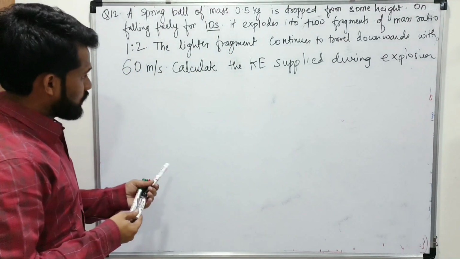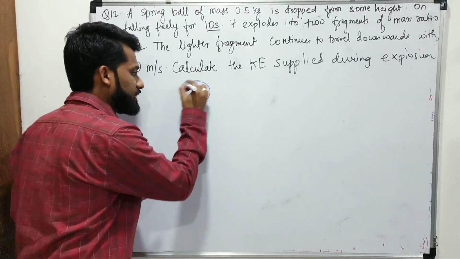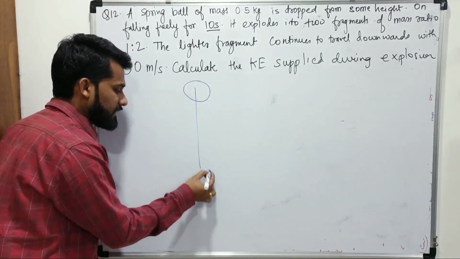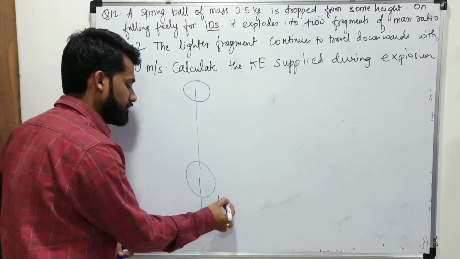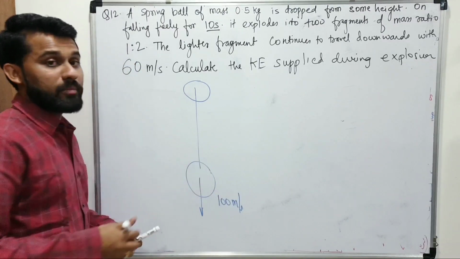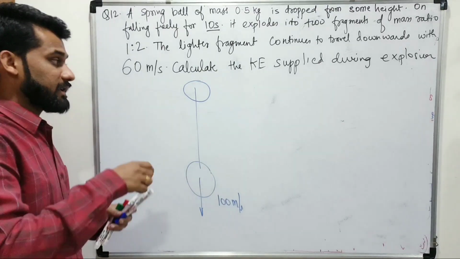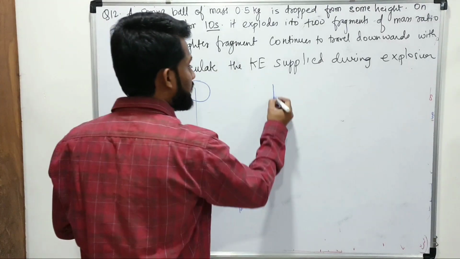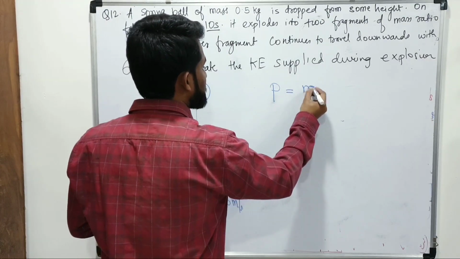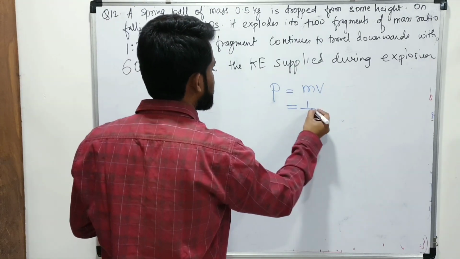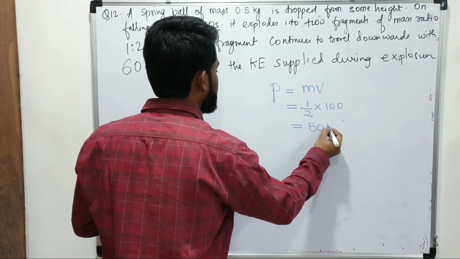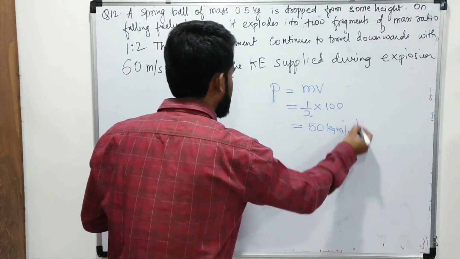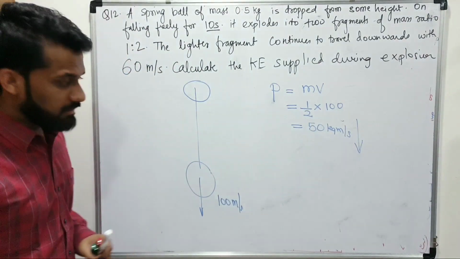right? So when the spring ball is released from a certain height, after 10 seconds, its speed is 100 meters per second. So what is the momentum of the ball at that particular instant? The momentum will be mass times velocity, that is half into 100, that is 50 kg meter per second in downward direction. This will be the momentum of the system.